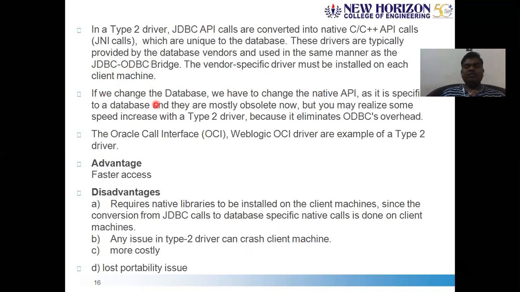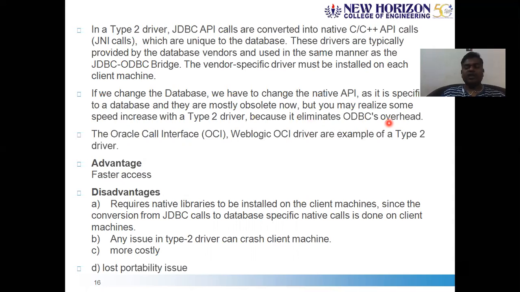And if you change the database, we have to change the native API, which is a bit similar to the ODBC. ODBC is common for all types of data, but this native API is specific to that particular database. And we call it a type 2 driver, as it eliminates the ODBC's overhead because of a lot of translation of the statements over there, to minimize that overhead.